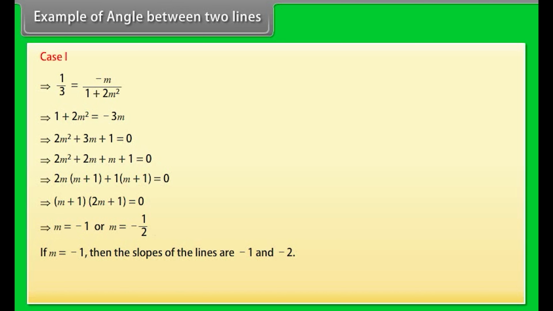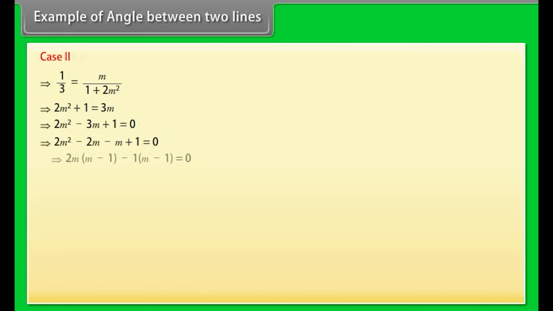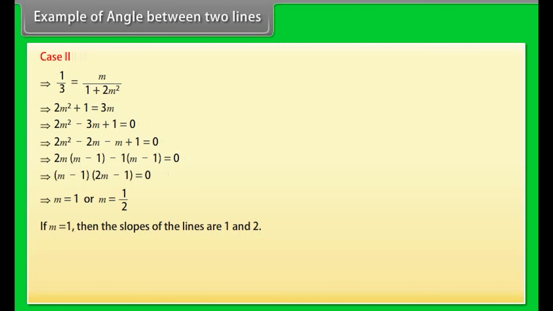If m is equal to minus 1, then the slopes of the lines are minus 1 and minus 2. If m is equal to minus 1/2, then the slopes of the lines are minus 1/2 and minus 1. Case 2. 1/3 is equal to m by (1 plus 2m square). On solving, we get m is equal to 1 or m is equal to 1/2. If m is equal to 1, then the slopes of the lines are 1 and 2. If m is equal to 1/2, then the slopes of the lines are 1/2 and 1.